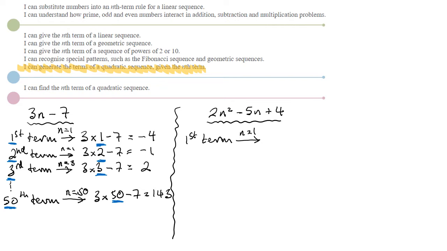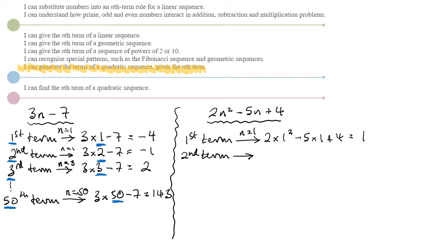Now it's a little bit more complicated to substitute, but still the same thing. 2 times 1 squared minus 5 times 1 plus 4. So that's 2 minus 5, which is negative 3, plus 4, which is 1. So the first term is 1. Second term.